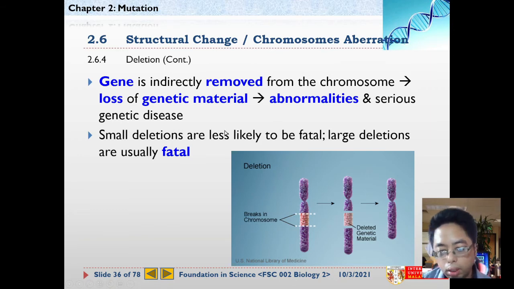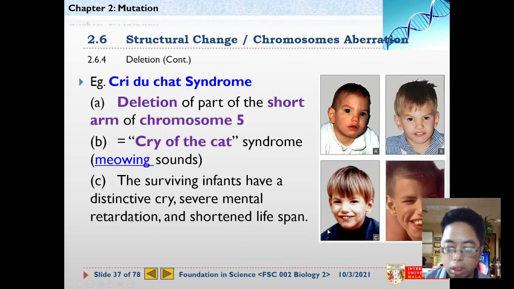Small deletion, not really fatal, but large deletions mean that you have lost a lot of genetic information. Usually it is fatal. For example, this is a mutation called Cri du chat syndrome. It's French. A deletion on part of the short arm of chromosome 5. The name itself in French means the cry of the cat. It's because babies who have this syndrome cry like a cat and not like a human. Also, they will grow up with severe mental retardation and a shortened lifespan.